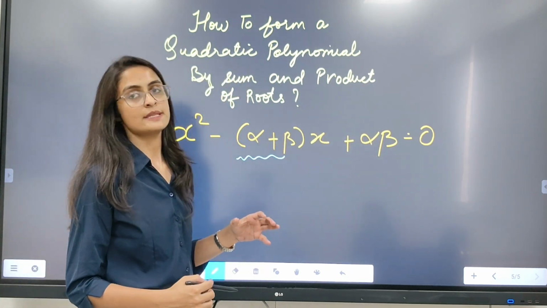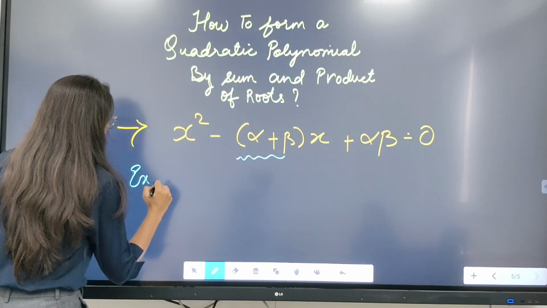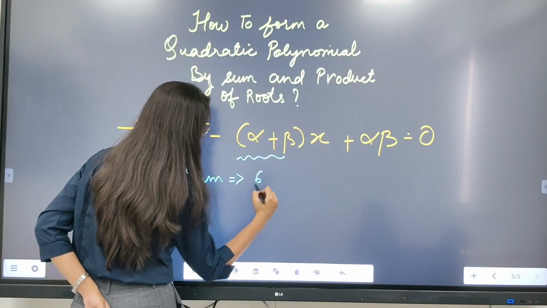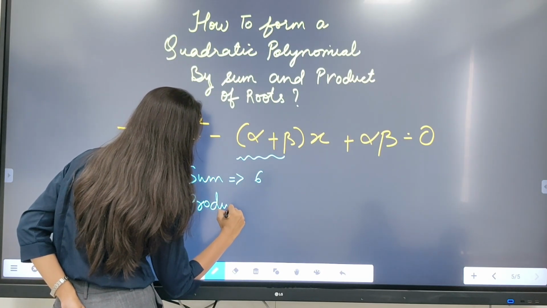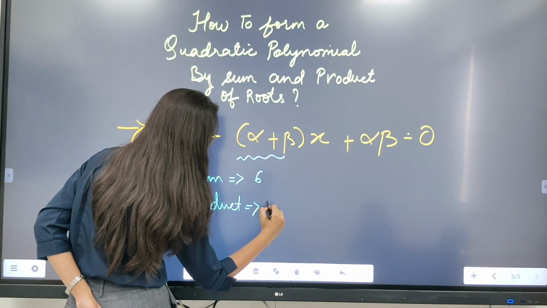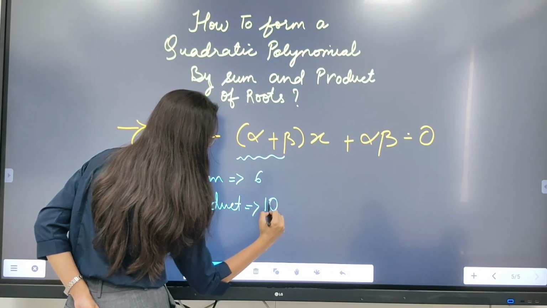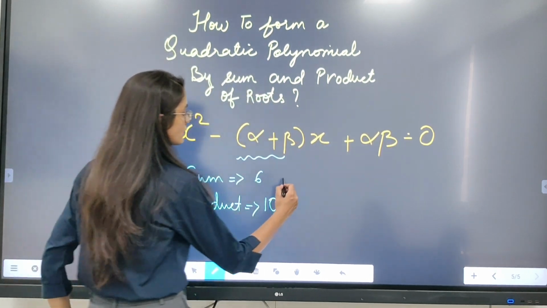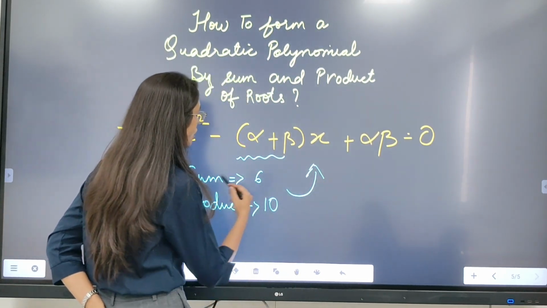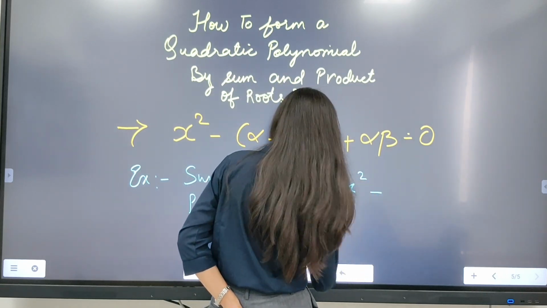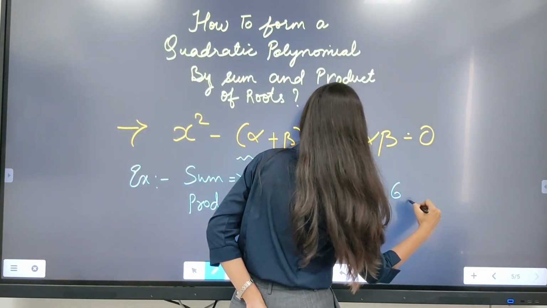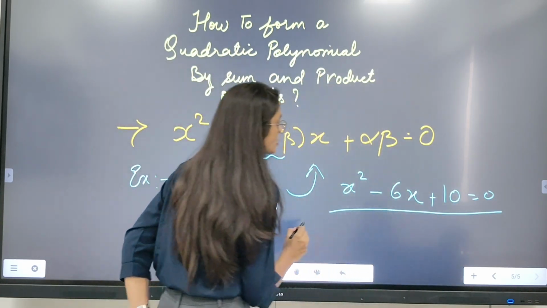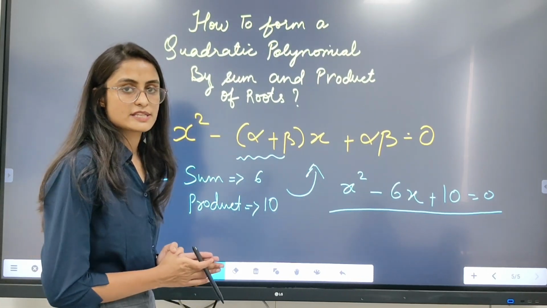Now questions might come in such a way that, given that the summation of roots is 6 and the product of roots is 10. This is just a hypothetical example. If you want to apply this in this particular relation, how will you apply? x square minus alpha plus beta, the sum is equal to 6, so 6x, plus alpha beta, the product is equal to 10, equals to 0. Right? So this will be the relation which you are expecting.